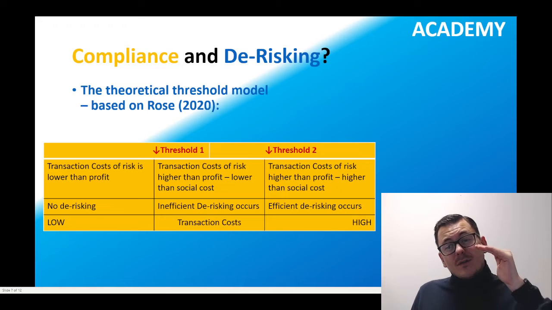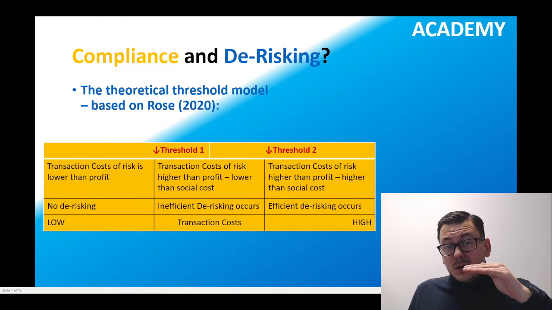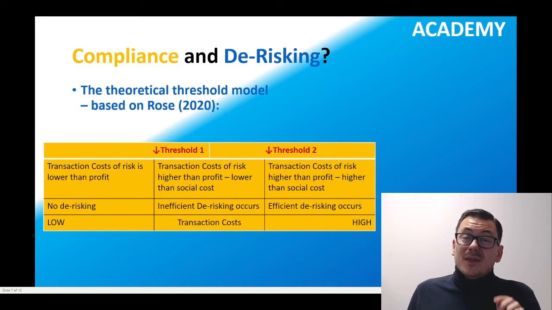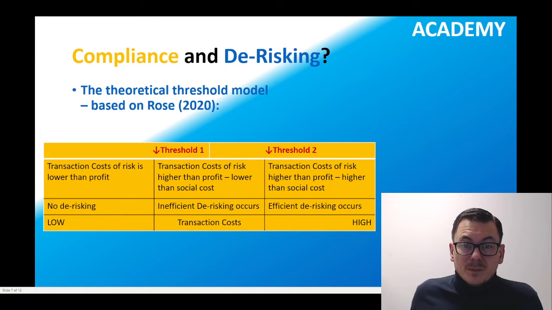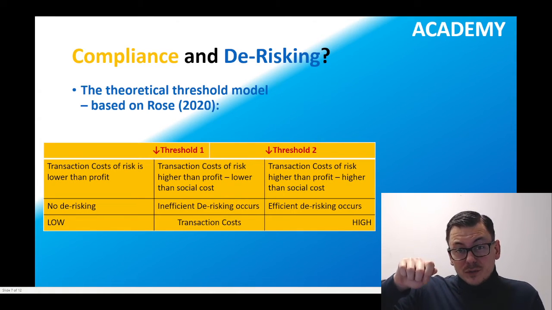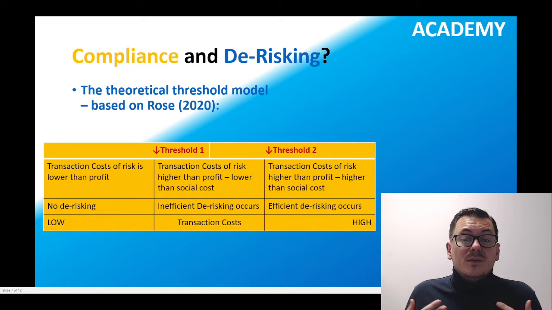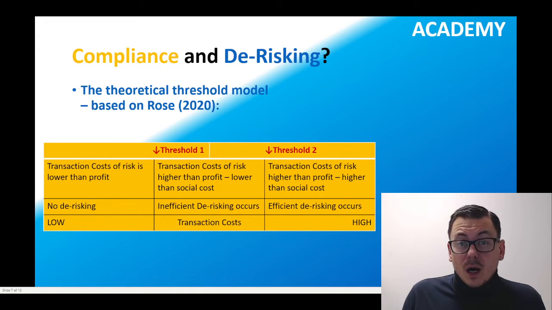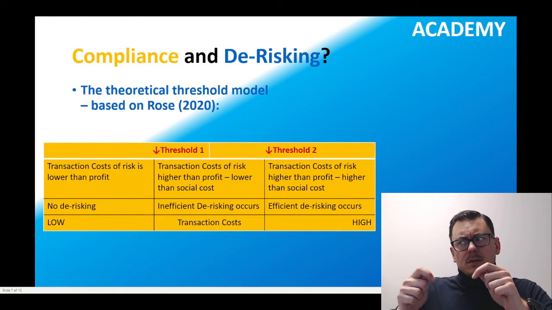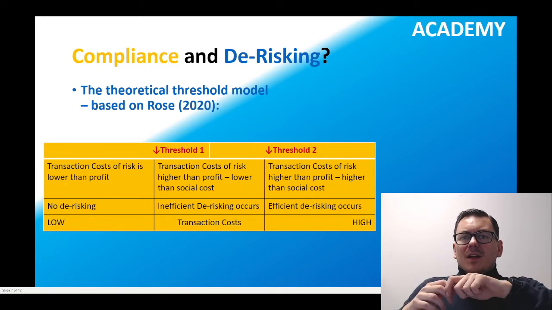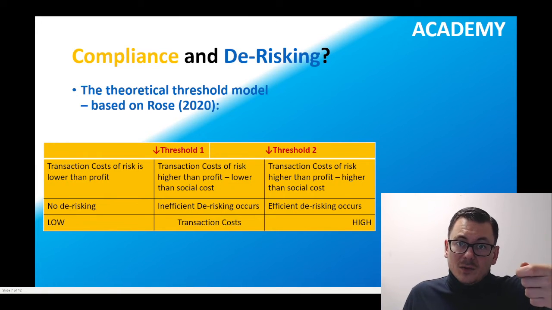When the cost of having it at the private entity is lower than the social cost, well, then the de-risking problem really is a problem. Because if we move beyond threshold 2, then we have a transaction cost of risk higher than profit, which means we want to de-risk, but it's also higher than the social cost, which means if the private entity should keep the client, the cost is higher than if they got rid of the client and the cost that society would then have. Here, it is compliant to de-risk. That is an efficient de-risking.